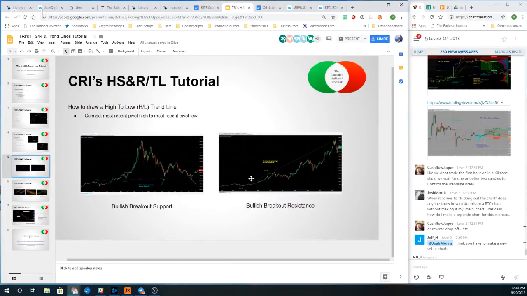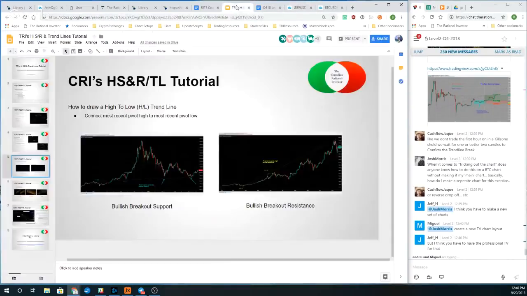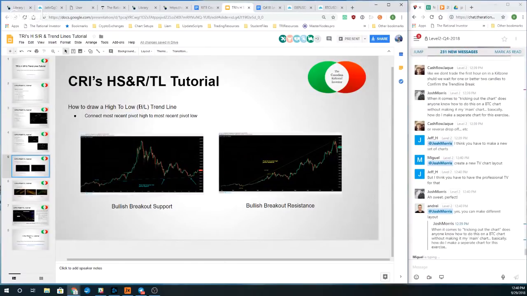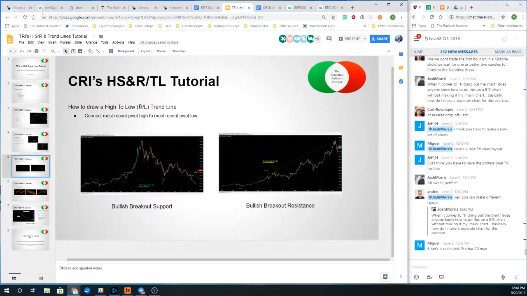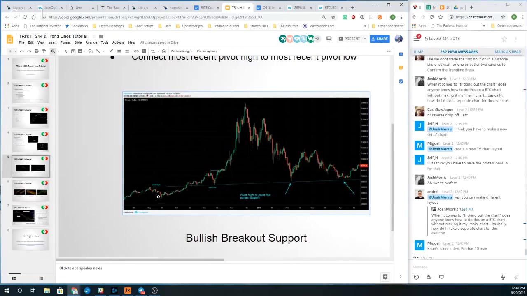Okay, so next topic. Let's start off. We want to draw high to low trend lines now. This is a slightly different application of the concept. But in essence, this is a great way to identify support and resistance on your charts.